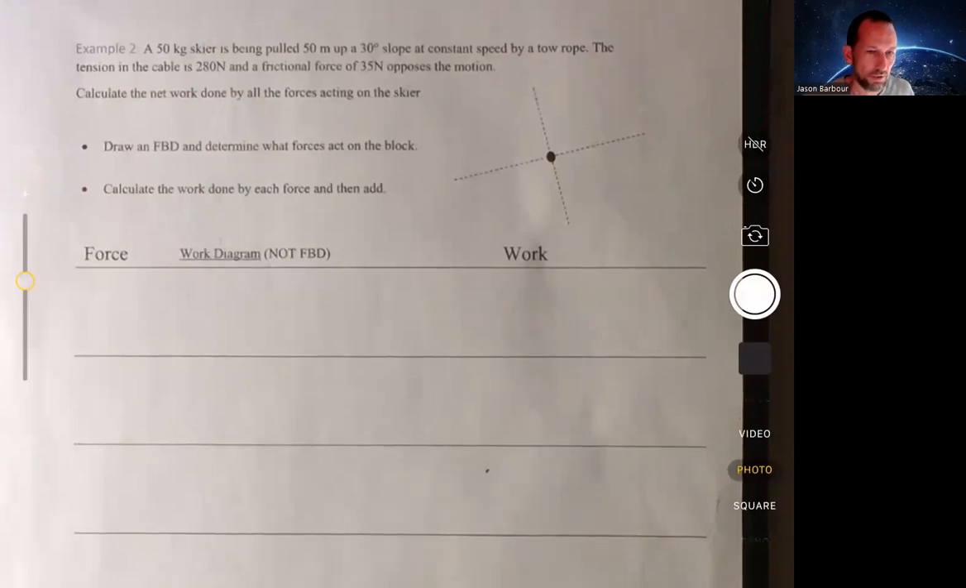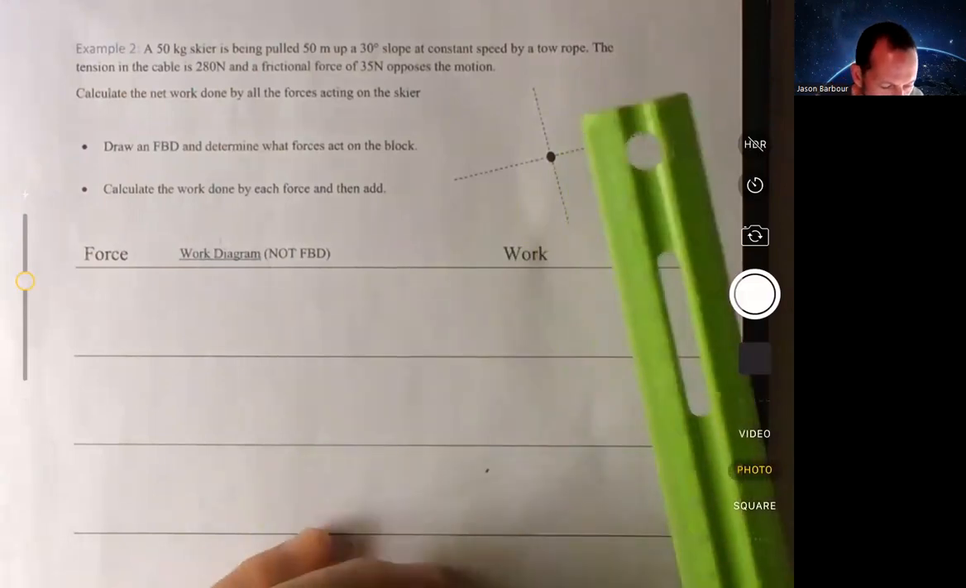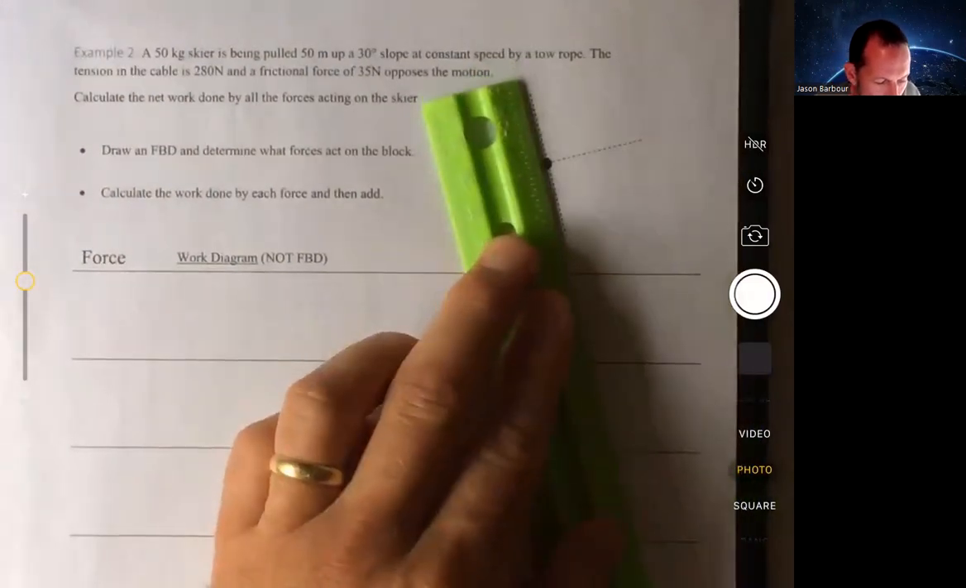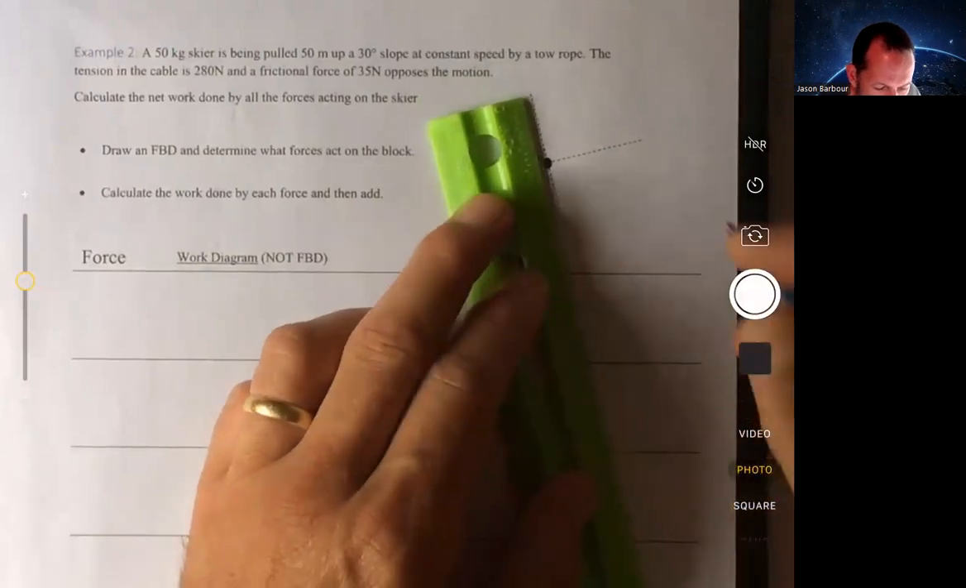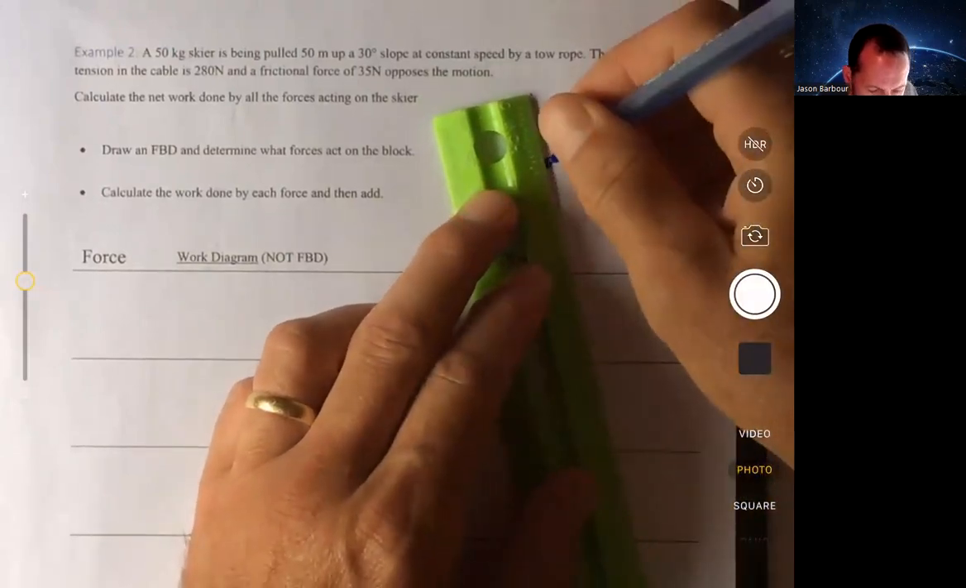Hello everyone. In this video, we're going to go through the solution for example two. And so we have the skier being pulled up a slope. So the skier has weight.